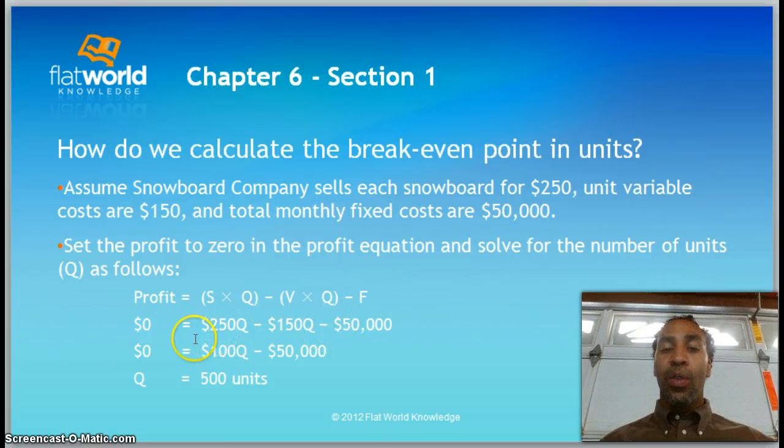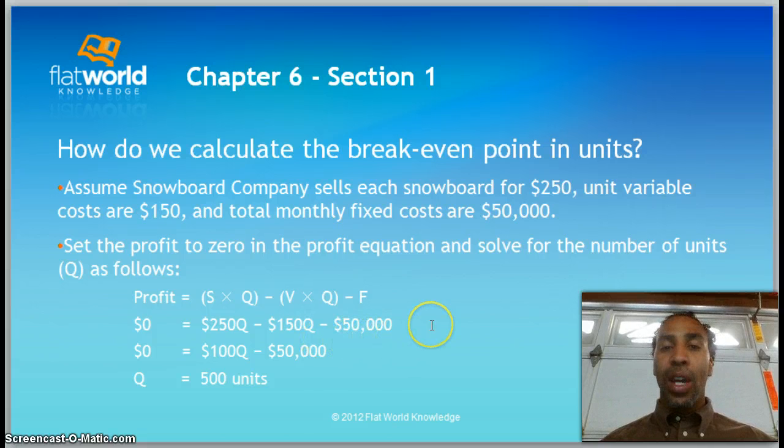So in your equation, when you have profit equals, you're going to set it to zero because you want zero profit, because you're looking for the break-even. So the profit equals S times Q minus V times Q minus F. That's our equation that we went over a couple slides ago. And then you have zero. And then you have 250, because that's our selling price. So you put your 250 right there times Q, minus 150, that's our variable cost amount, times Q, and then minus 50,000.